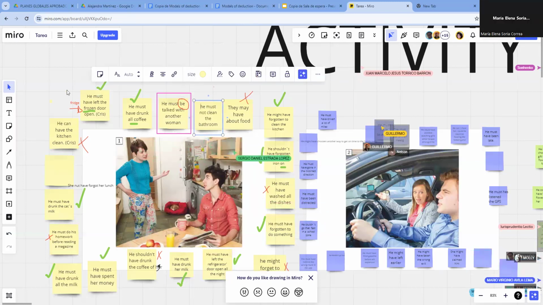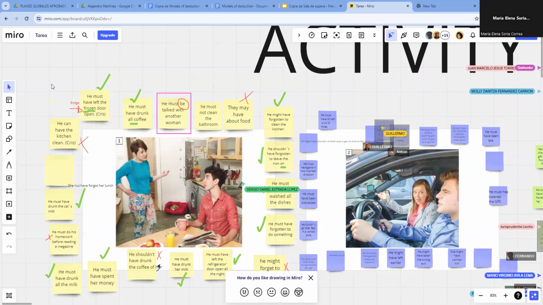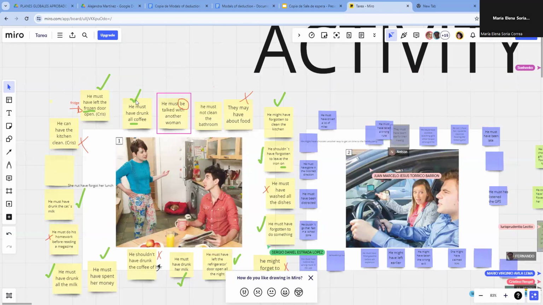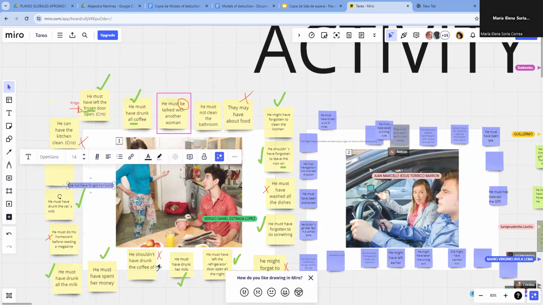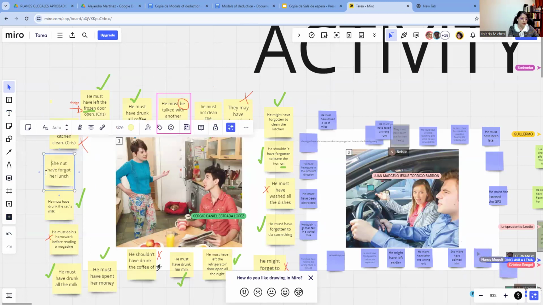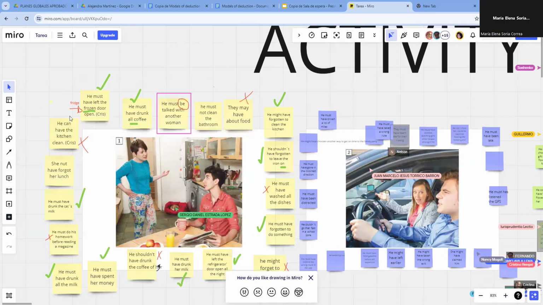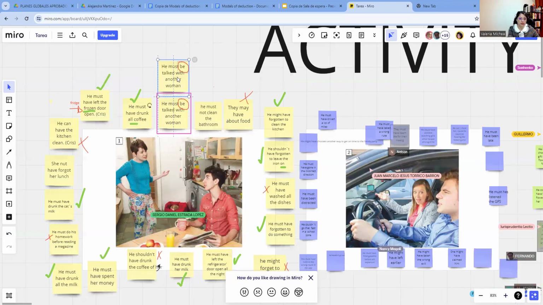This is my example, and the correct one is: he must only talk with another woman. He must have talked. He must have talked. Is "have" in the simple present or past? In the base form. Base form, yeah. Let me copy it and I'm going to write the correct form.